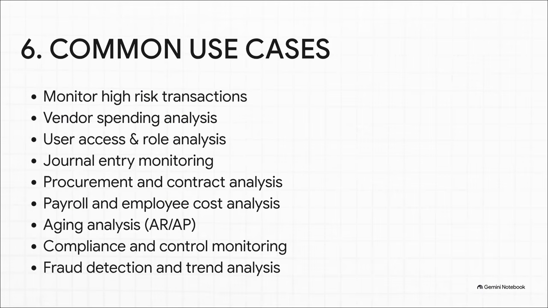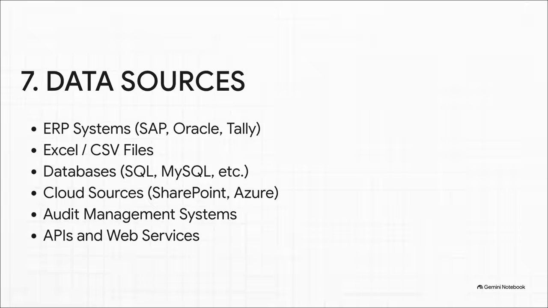So where else are we using this? The common use cases are actually huge. We use it to monitor high-risk vendor spending, user access, journal entry, procurement, payroll, aging for AR and AP, compliance, and fraud detection. Just as a quick example, running a vendor spending analysis in here can visually catch duplicate invoices the second they happen, which obviously saves your company a massive amount of capital and time. And where is all this data actually coming from?